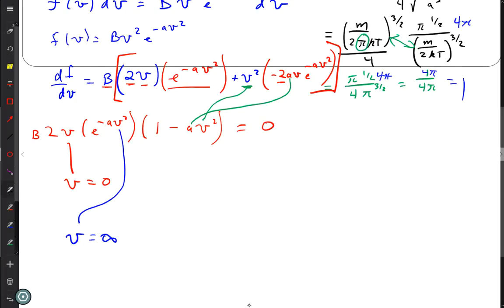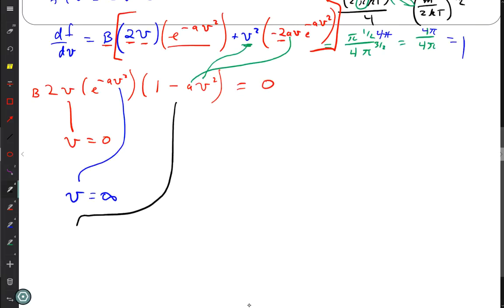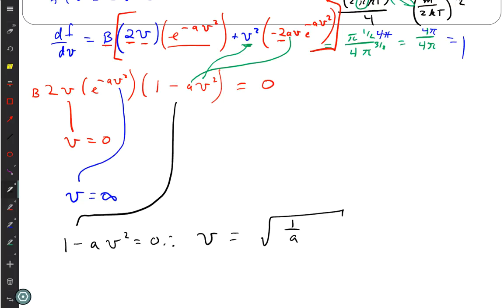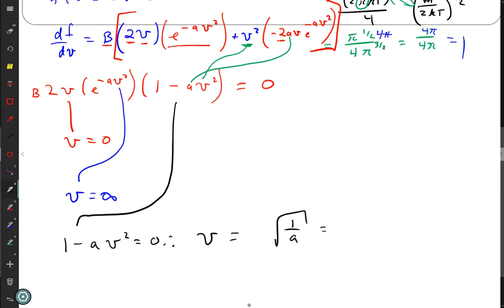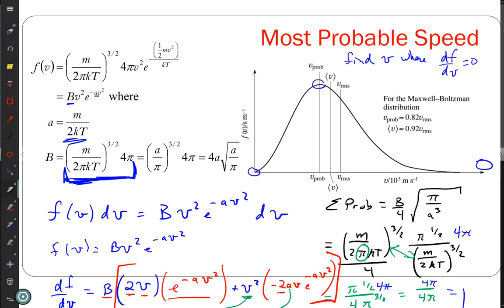So what condition do I get from the last one? I heard somebody say v is the square root of 1 over a. And so now we just substitute in what 1 over a is. The square root of, since a is m over 2kT, invert that, 2kT over m.